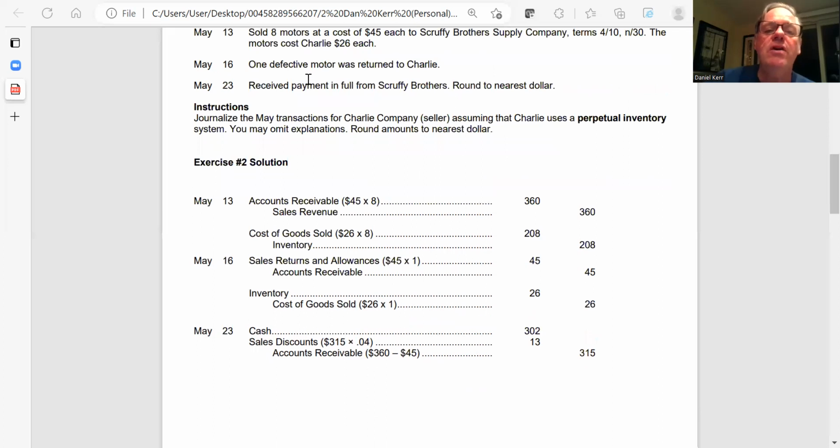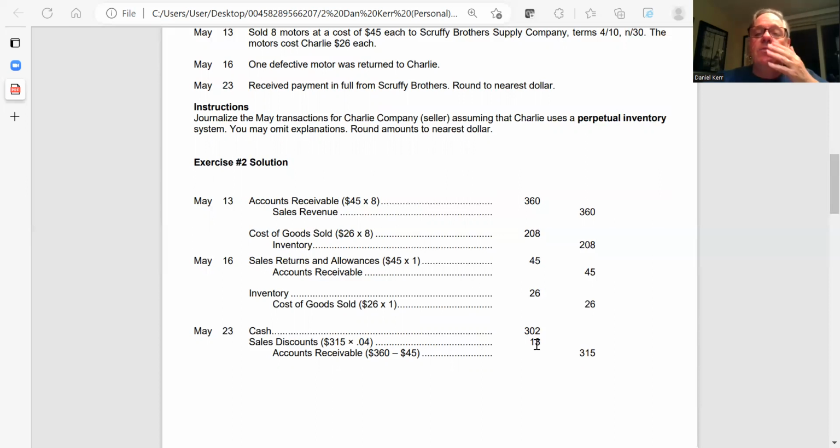And on May 23rd, received payment in full from Scruffy Brothers, round to the nearest dollar. So they originally owed us $360, but there was a $45 return. So the amount that they owed us was $315, but we're not going to get the full amount. Since they pay within the discount period, they're entitled to take a 4% discount. So if you multiply $315 times 4%, you get a sales discount of $13.